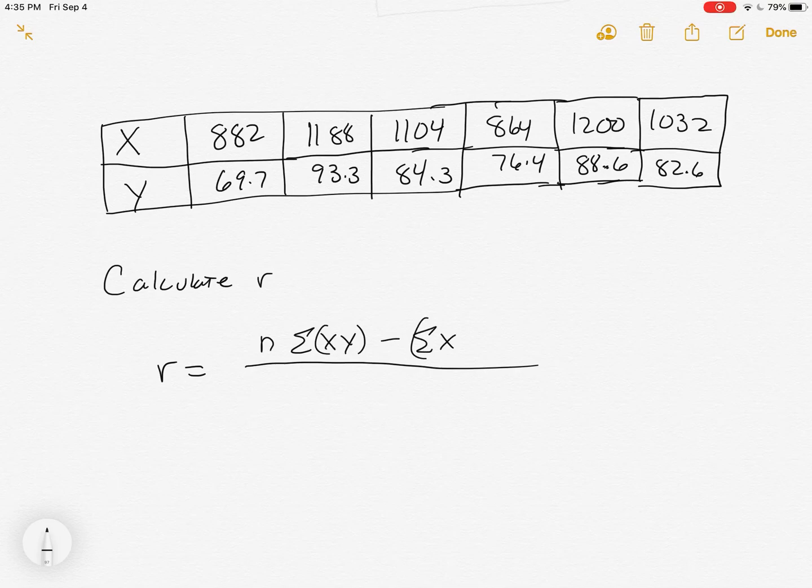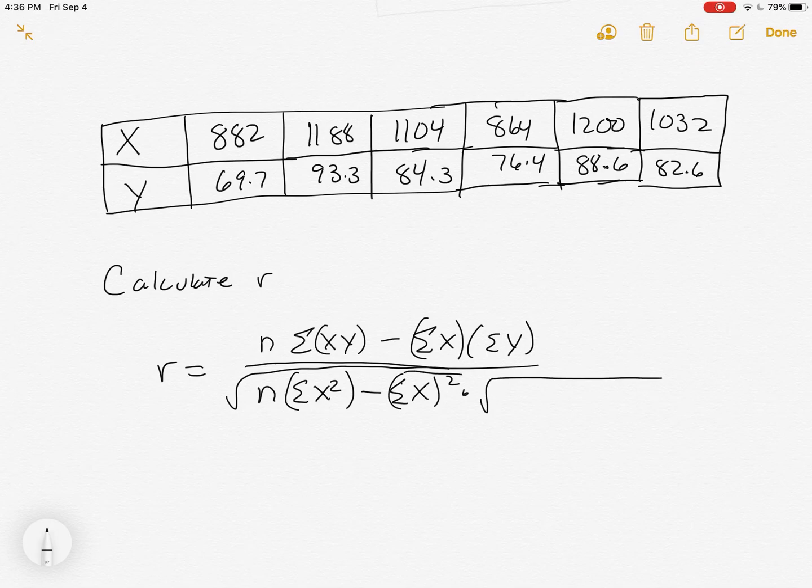minus the sum of the x's times the sum of the y's. And that's not its worst part. On the bottom is n times the sum of the x squareds minus the sum of the x's squared, and that's all under a square root, times another square root, which is n times the sum of the y squareds minus the sum of the y's, the whole thing squared. So this is what 10.2 puts on, that's a little bit lengthy.